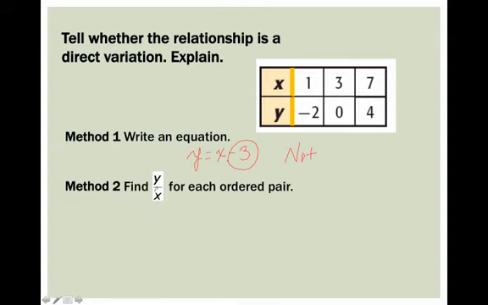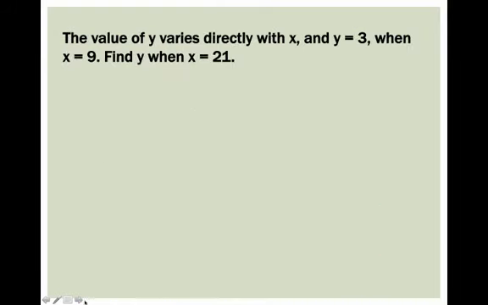But I could also have looked at the ratio of y over x for each ordered pair, which would have been negative 2 over 1 and 0 over 3 and 4 over 7. So this ratio would have been negative 2, 0, and 4/7. So indeed, I do not have a constant of variation, therefore this is not a direct variation.